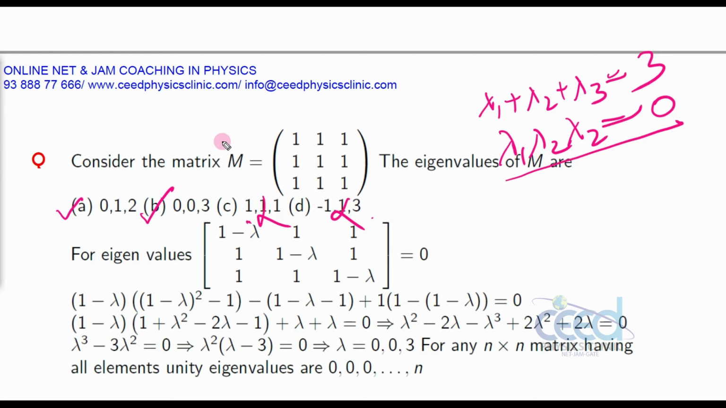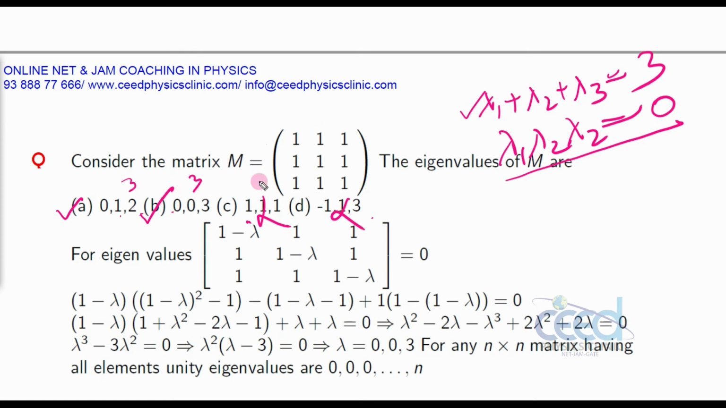Let us check this condition also, that is lambda 1 plus lambda 2 plus lambda 3 is equal to 3. 0 plus 1 plus 2 also 3, 0 plus 0 plus 3, that also 3. So we are forced to do the ordinary method. But here we have a trick.